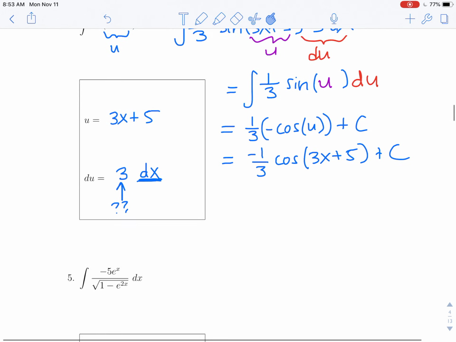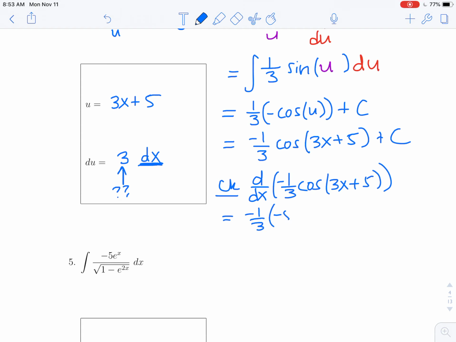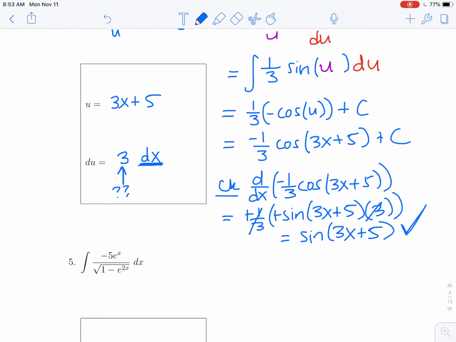And we should definitely check. So let's do a check step. The derivative of negative 1/3 cosine 3x plus 5 is negative 1/3 times negative sine 3x plus 5, and then times 3. All right, so the 1/3 cancels with the 3. This negative cancels with that one. And we get sine of 3x plus 5. And that was our original integrand, so this checks out.